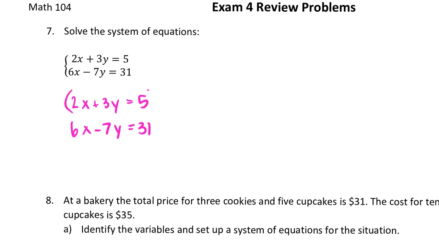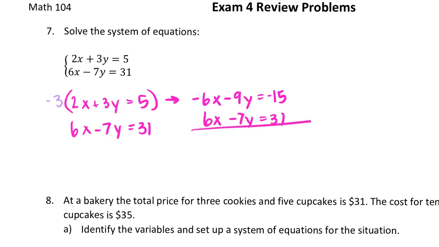So I'm going to multiply that top equation by negative 3 because then my 2x and my 6x will cancel out. So we end up with negative 6x minus 9y equals negative 15, and positive 6x minus 7y equals 31. Okay, and if we now add those two equations together, our x's cancel, and we have negative 16y equals 16.